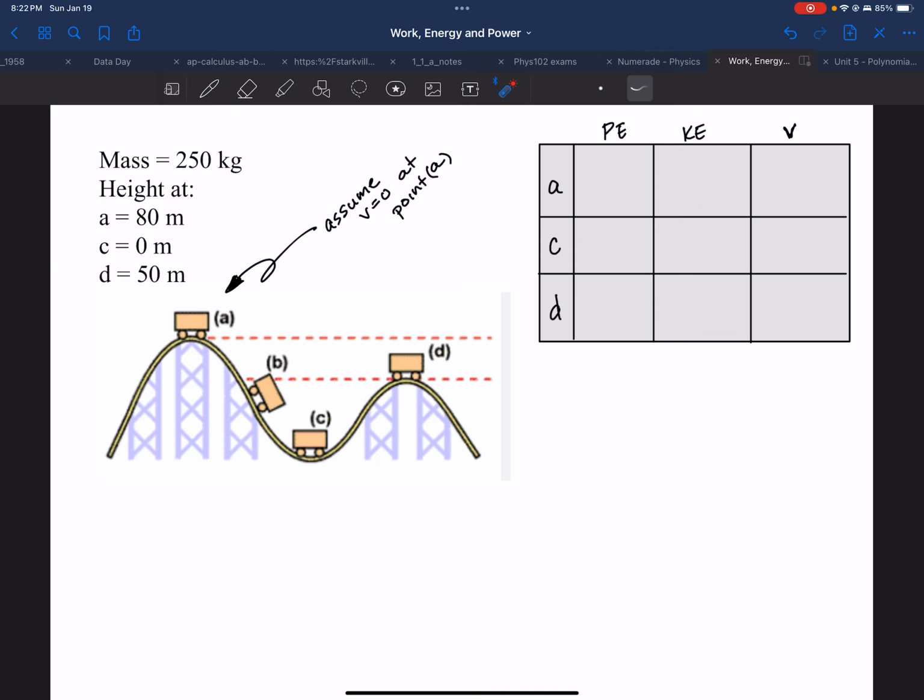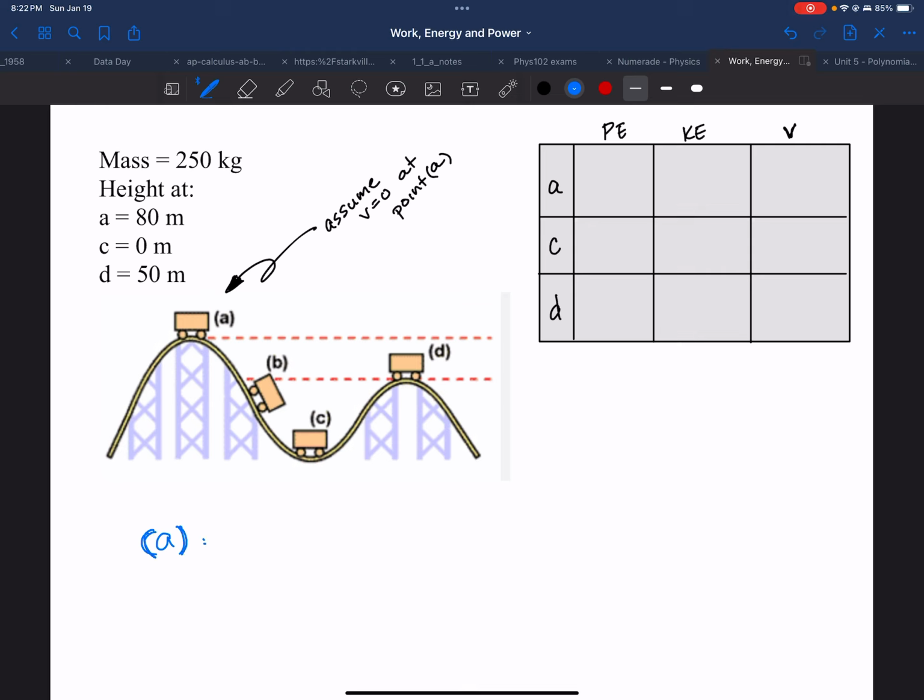I do want you to also operate under the assumption that at point A, your velocity is 0, meaning all of the energy is in the form of potential energy. All right, so let's go ahead and tackle these one at a time. The first one is point A.